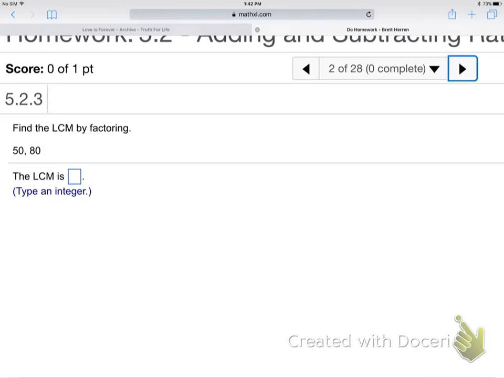So try that, 50 and 80. Find the LCM. Do the ladder thing with 50 and 80. All right, we doing good? 50, 80.